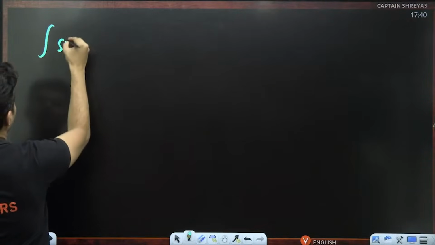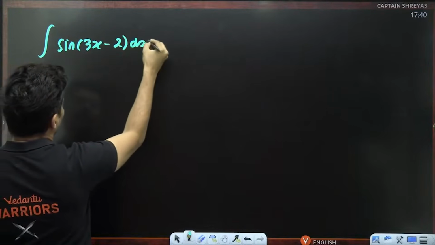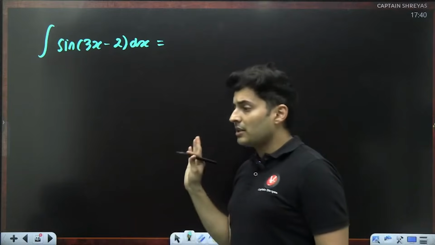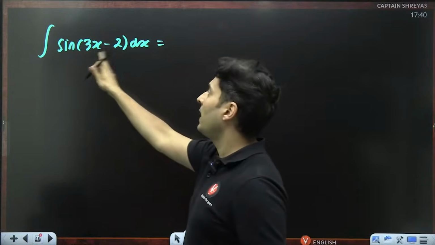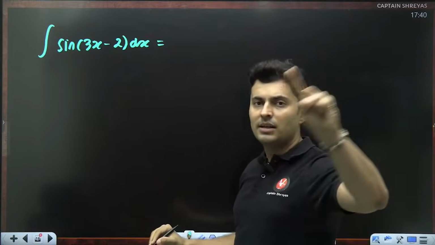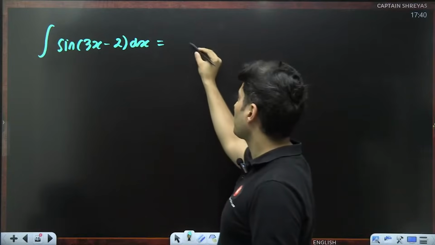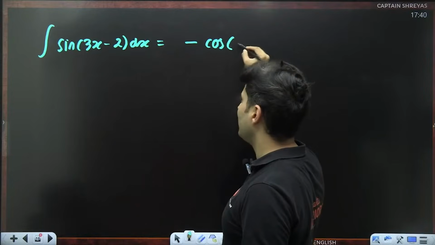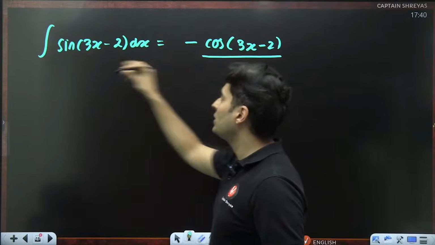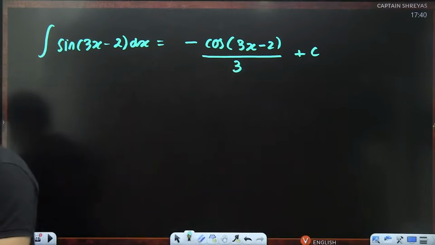Imagine I want to do integration of sine of 3x minus 2. See, normal sine x's integration I know. This is sine of 3x minus 2. It's of the form ax plus b. Do the integration normally. What is sine's integration? Sine's derivative was plus cos, so integration will be minus cos. So the answer will be minus cos, whatever is there inside, which is 3x minus 2. The whole thing divided with the coefficient of x, which is basically 3, and then just put plus c. That is the answer.